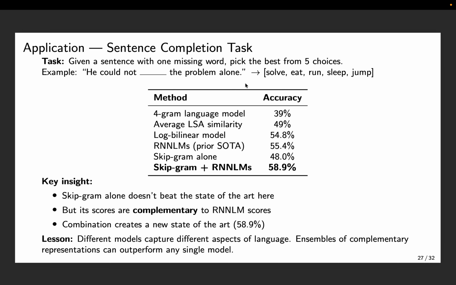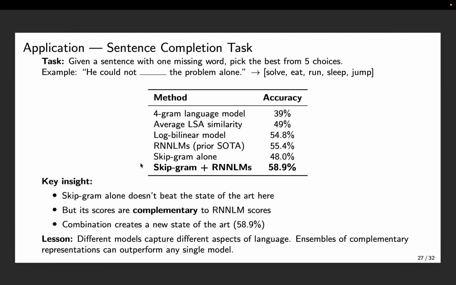So now look at the results. A simple 4-gram language model gets 39%, LSA similarity gets 49%, log-bilinear model gets 54.8%, RNN LMs, the prior state of the art, get 55.4%, and skip-gram alone only 48%, which is actually below the prior state of the art. So does this mean skip-gram failed here? Not exactly. Look at the last row. Skip-gram plus RNN LMs combined gets 58.9%, a new state of the art.